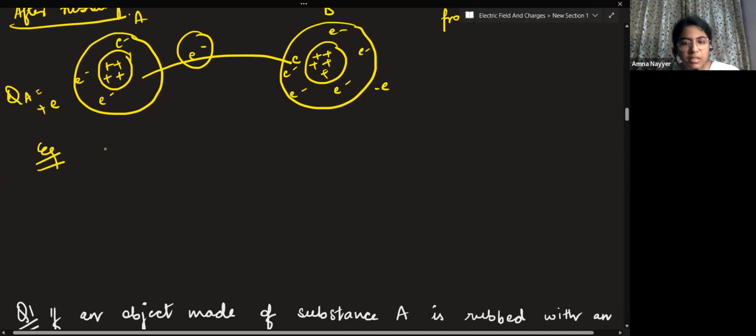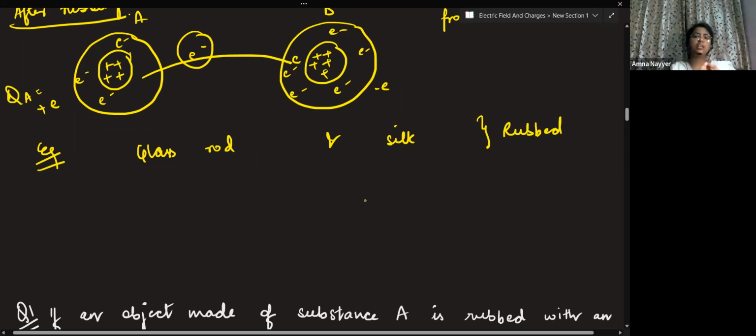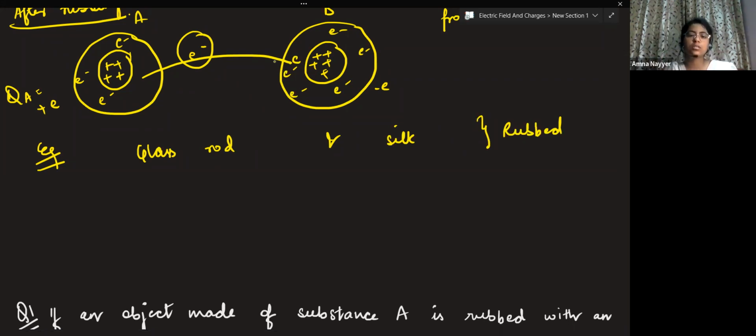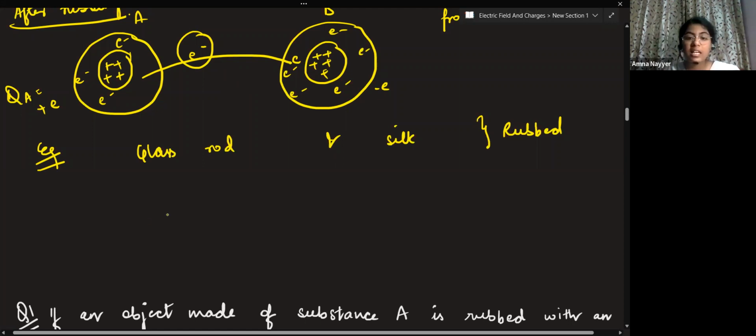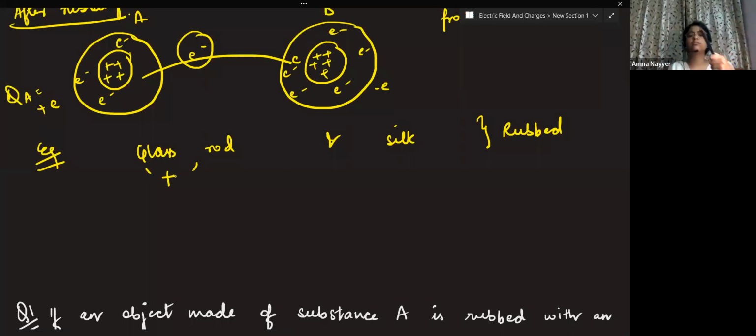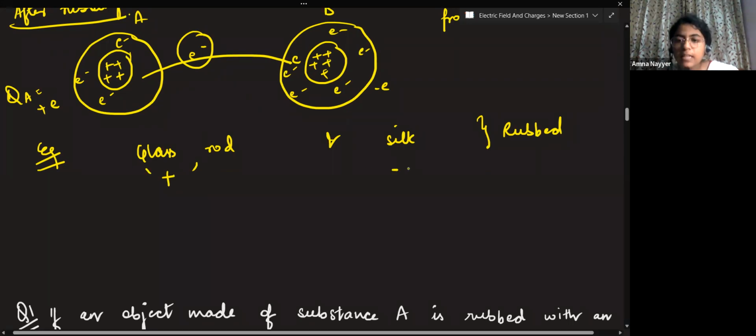Not all, but you should remember that whenever a glass rod and silk are rubbed together, whenever a glass rod is rubbed with silk cloth, electrons transfer from the glass rod to the silk. So the glass rod becomes deficient in electrons, so it ultimately has positive charges. And the silk cloth gains electrons, so it will have negative charges.